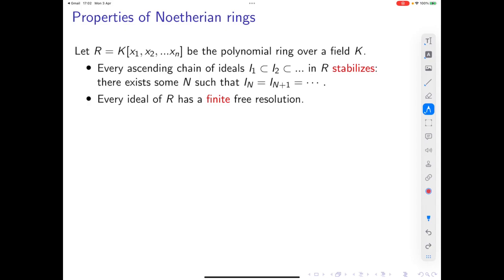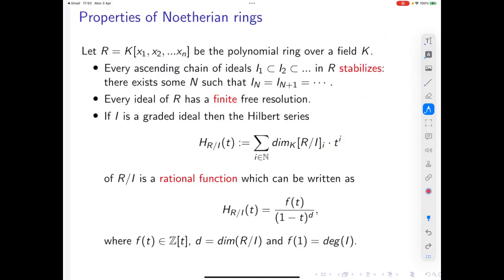Another property of the polynomial ring is that every ideal of R has a finite free resolution. This is a particular case of a very famous theorem, Hilbert's syzygy theorem, which says that every finitely generated module over the polynomial ring R has a finite free resolution.